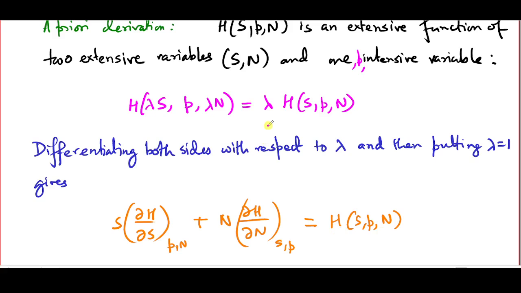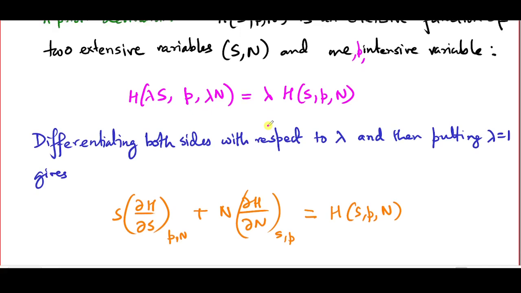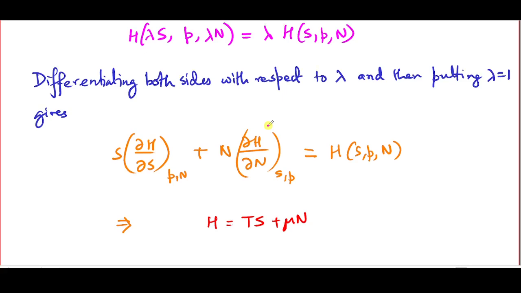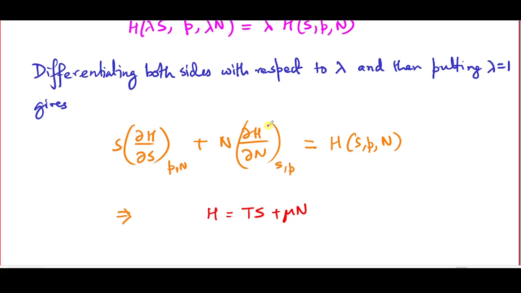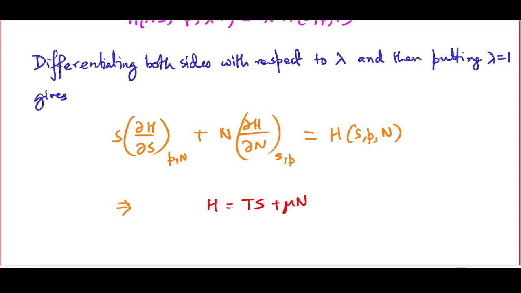And recognizing that del H del S at constant P, N and del H del N at constant S, P are T and mu respectively, you end up with H equals Ts plus mu n. We will come back to discuss other features of the enthalpy later on. There will be several situations where enthalpy will be important as a physical quantity.